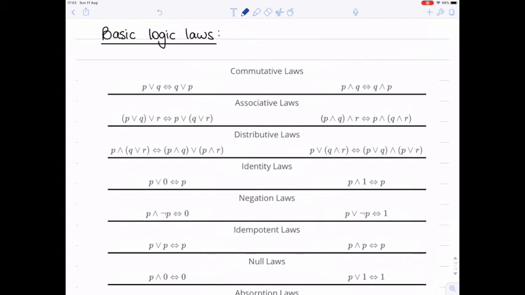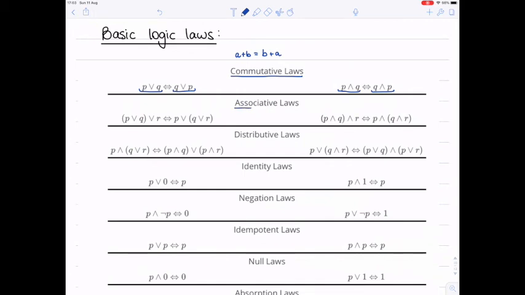So you remember commutativity from algebra, which said, for example, a plus b is equal to b plus a. And what we have over here is that you can say P or Q, or you can say Q or P. It doesn't matter which order you put them in. And the same goes for ordering and. So P and Q is exactly the same as saying Q and P.